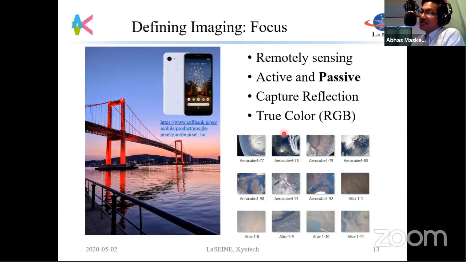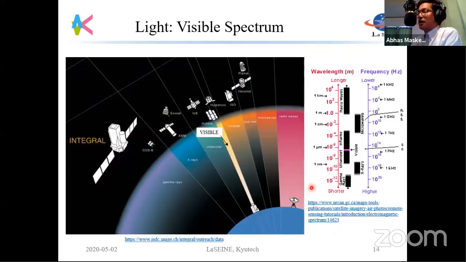What we are talking about today is the RGB spectrum, which is the visible spectrum: red, green, and blue. These are some of the images taken by CubeSats. The visible spectrum lies, as I remember, between 400 and 700 nanometers. This is the spectrum that our eyes are sensitive to.